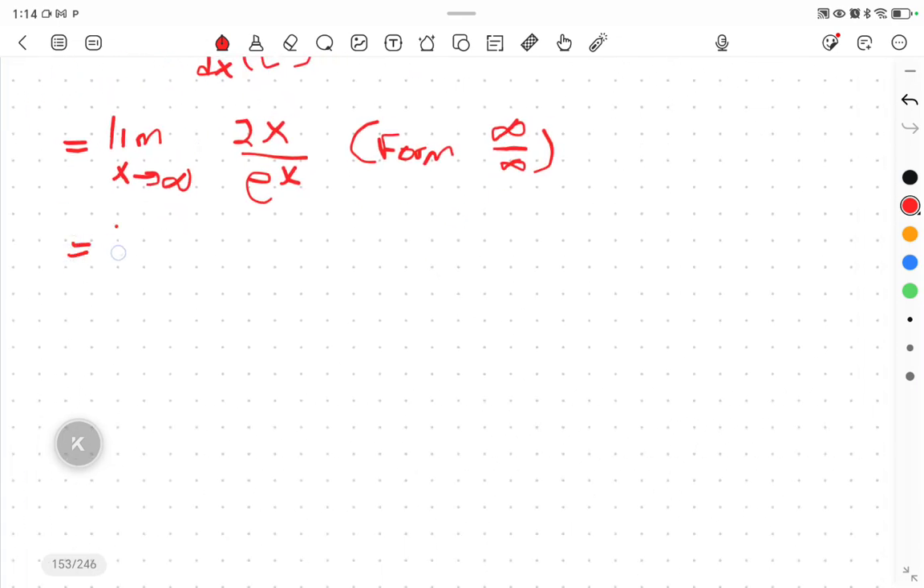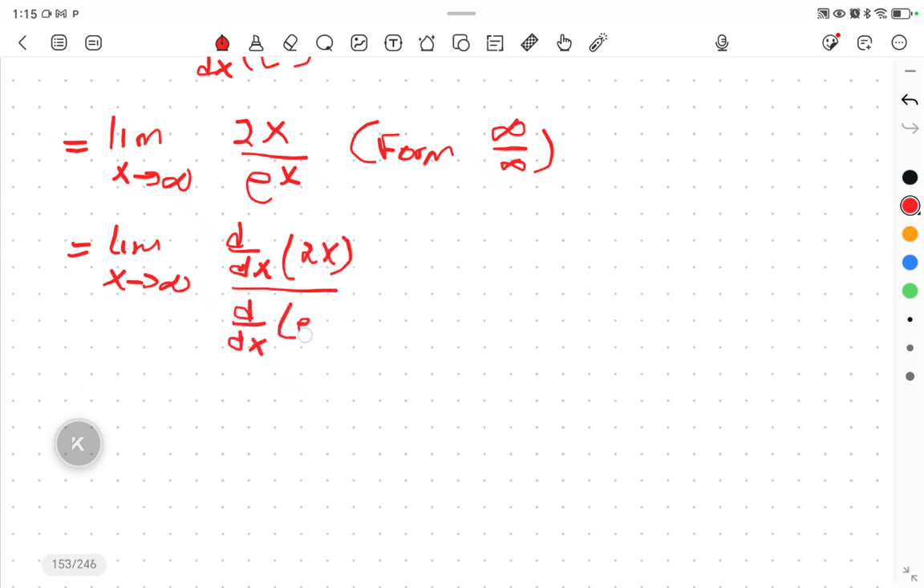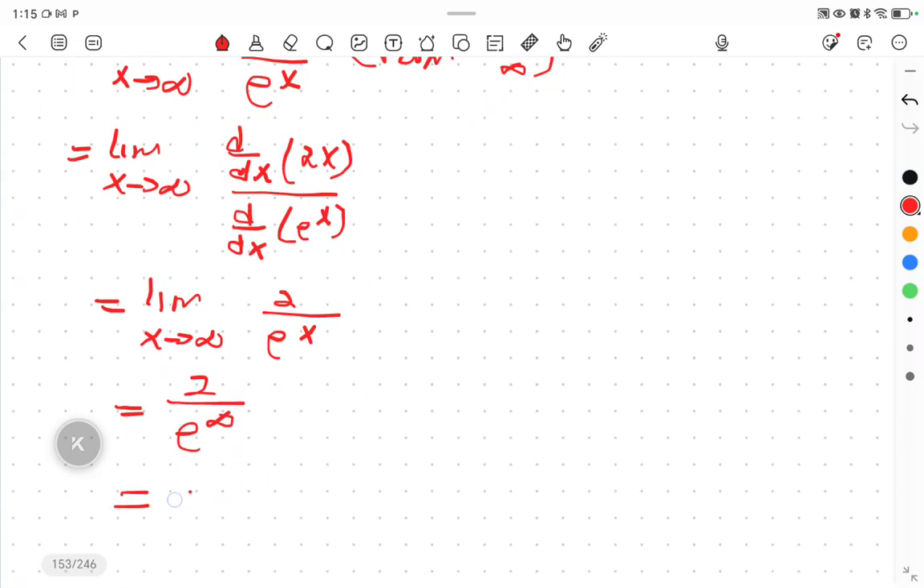You see, right now I come and say this is the limit as x approaches infinity of the derivative of 2x over the derivative of e to the x. And this is the limit as x approaches infinity of 2 over e to the x. Now if I direct substitute here, I get that on the denominator. So now let's see, what do we get when we direct substitute this? We get 2 over e to the infinity. So this would give us 0.